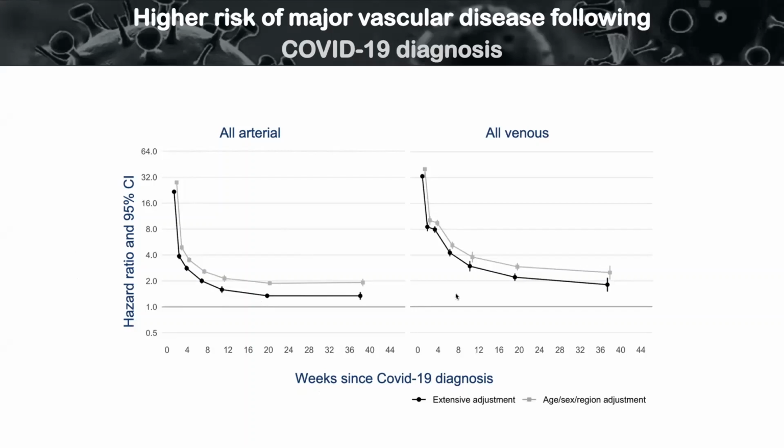For venous events on the right, you see a similar pattern with a higher long-term risk as well. You also see this little blip around 4 to 6 weeks, which we hypothesize is due to discharge from ICU to normal hospital, and their respective coding practices. The spike in HR right after COVID diagnosis in week 1 might be in part due to reverse causality, so we need to be a bit careful about that.